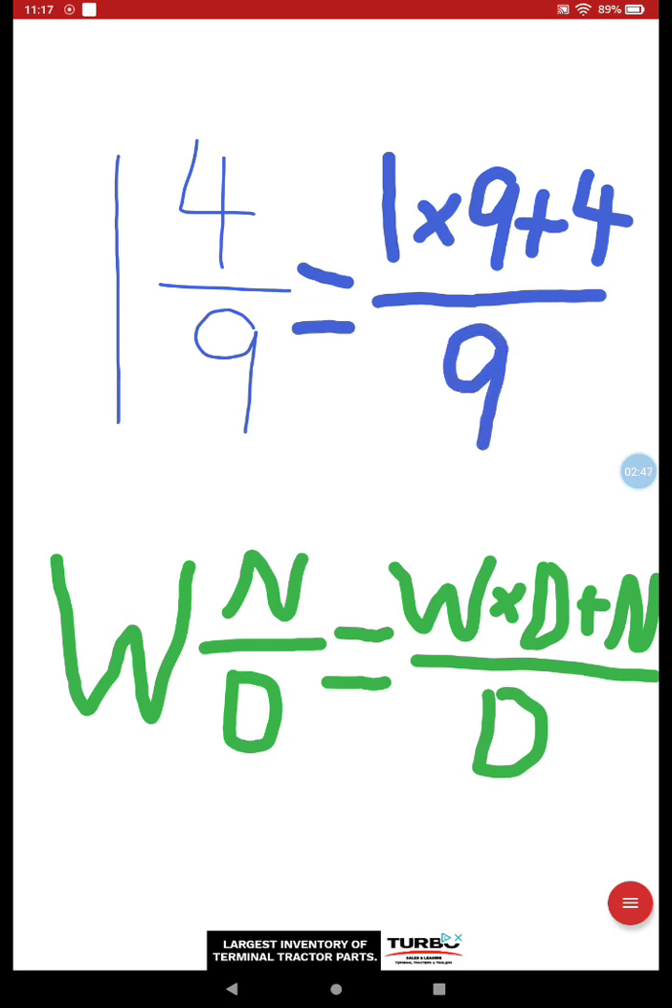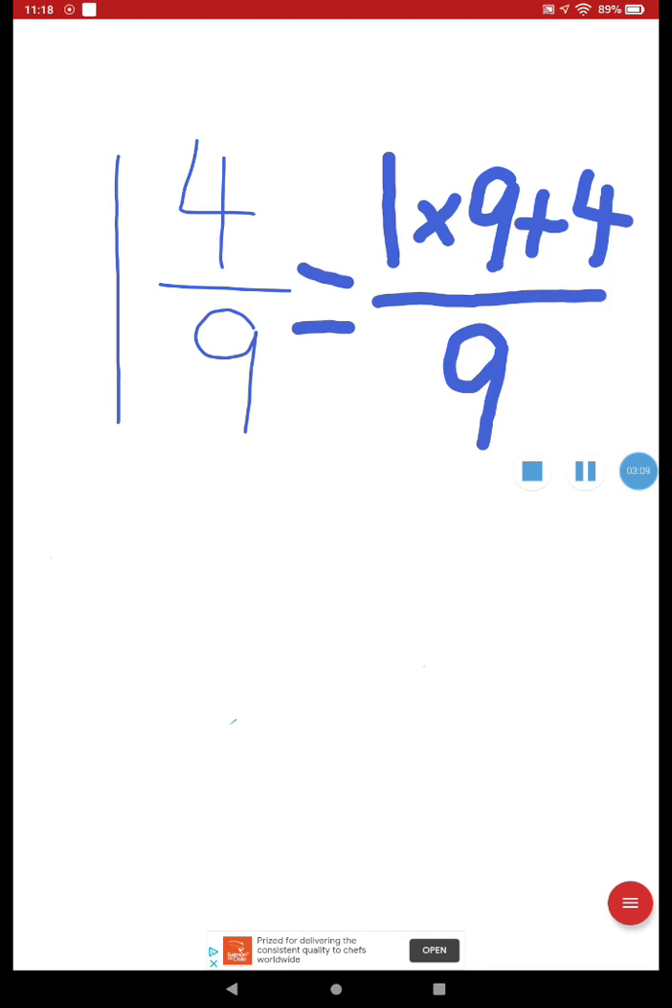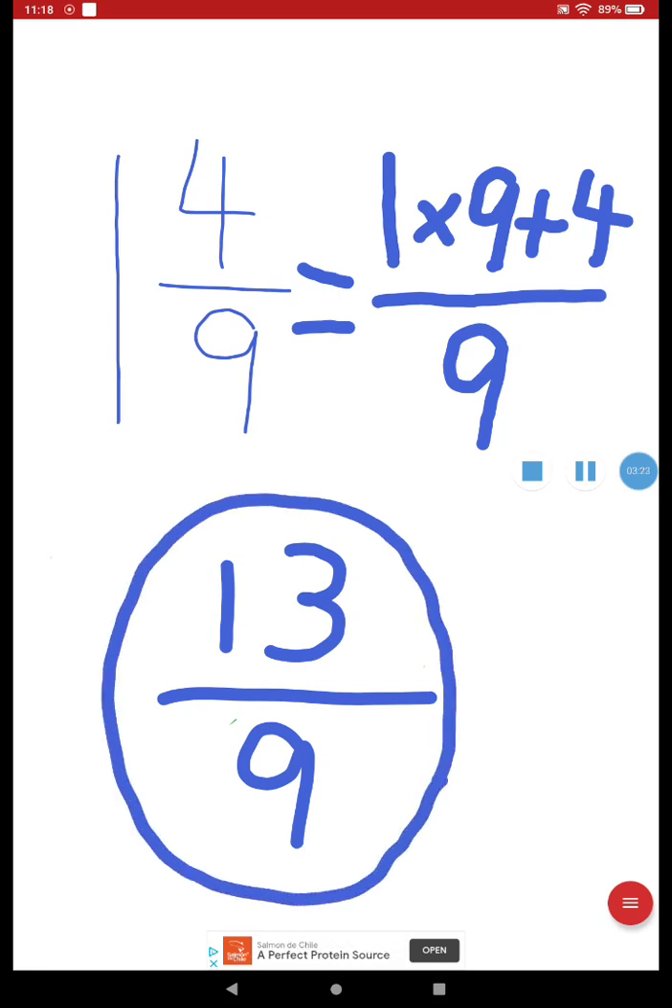All right, fifth grade, now ask yourself, 1 times 9 is 9, very good. 9 plus 4 is, very good, 13. So if I'm going to write this out, I can say it equals 13 over 9. Okay, so if you ate 1 whole pie and 4 pieces out of another one that was cut into 9 pieces, you ate 13 pieces of pie. Oh my goodness.